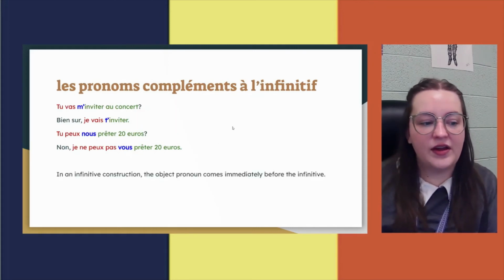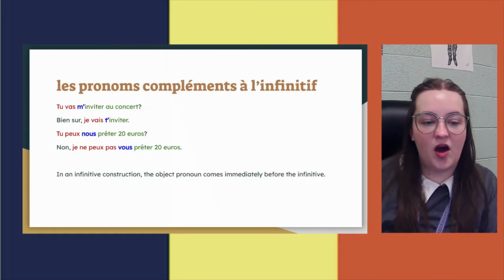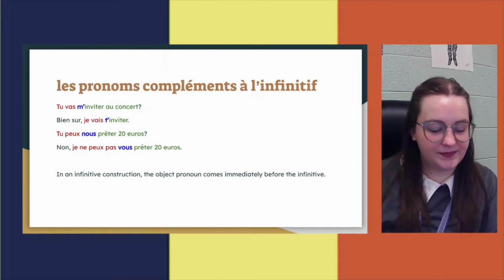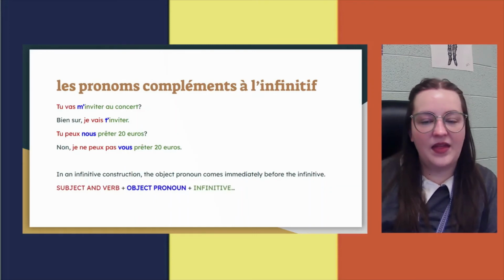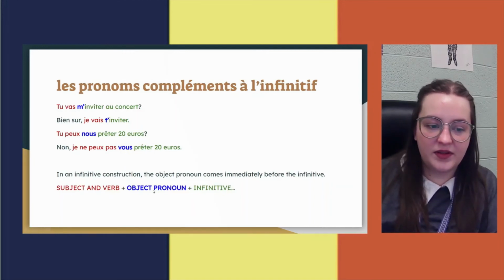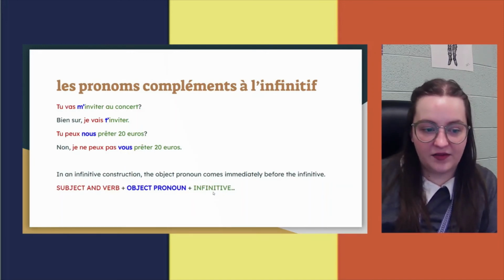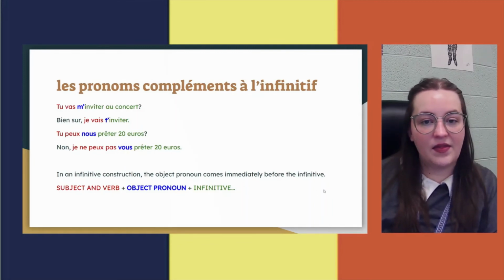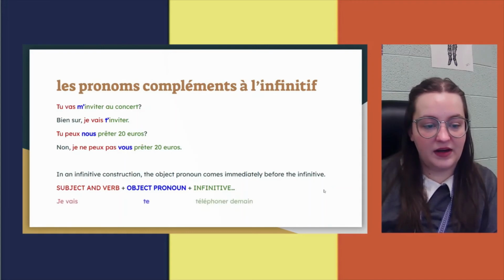So the rule here is in an infinitive construction, the object pronoun comes immediately before the infinitive. That's it. That's the whole rule. And then just to help you visualize this pattern, that's what all of these colored things are. So it'll be subject and verb, object pronoun, infinitive. So it's color-coded. Je ne peux pas vous prêter. Okay, and the rest of the sentence. And that's it. That's how we use them in an infinitive.